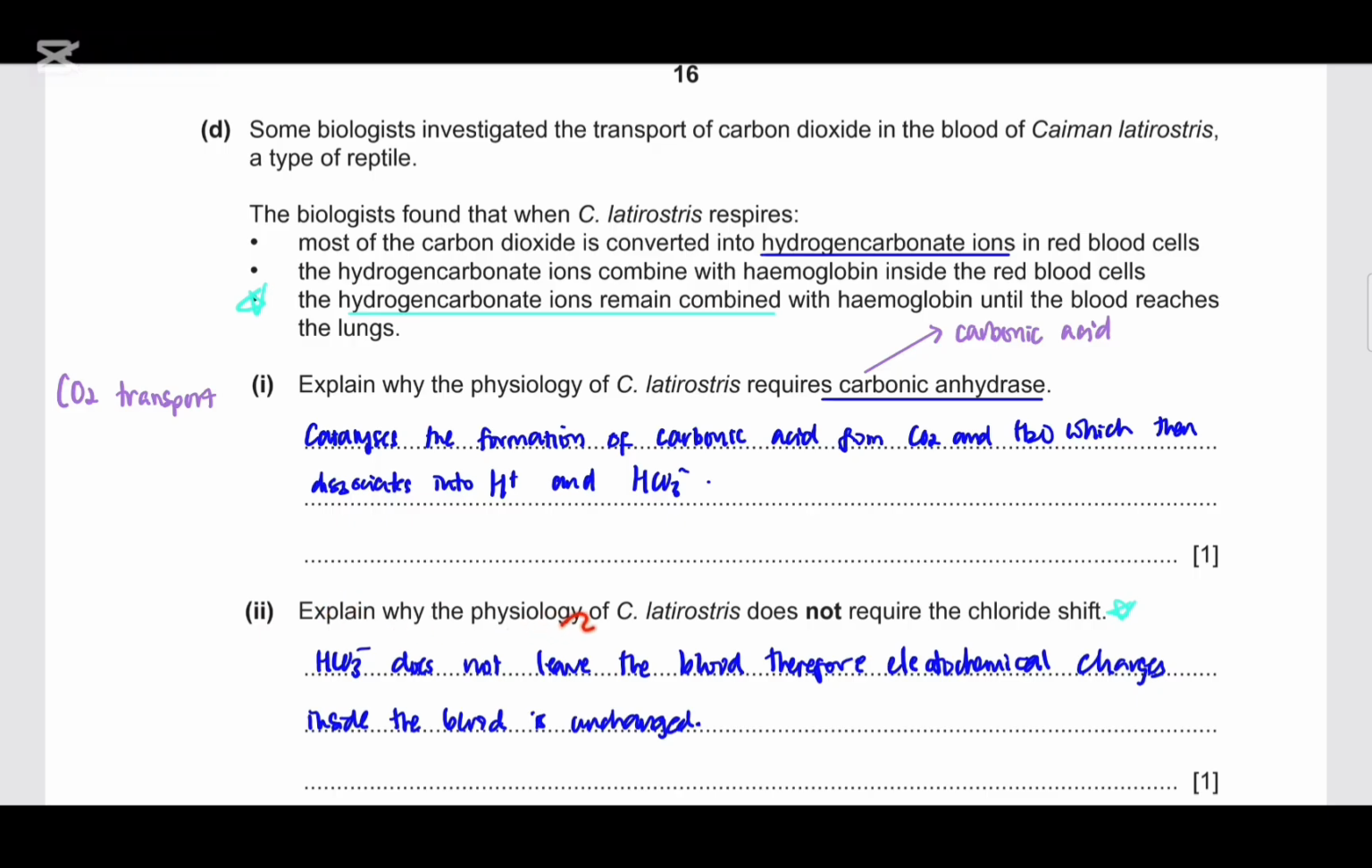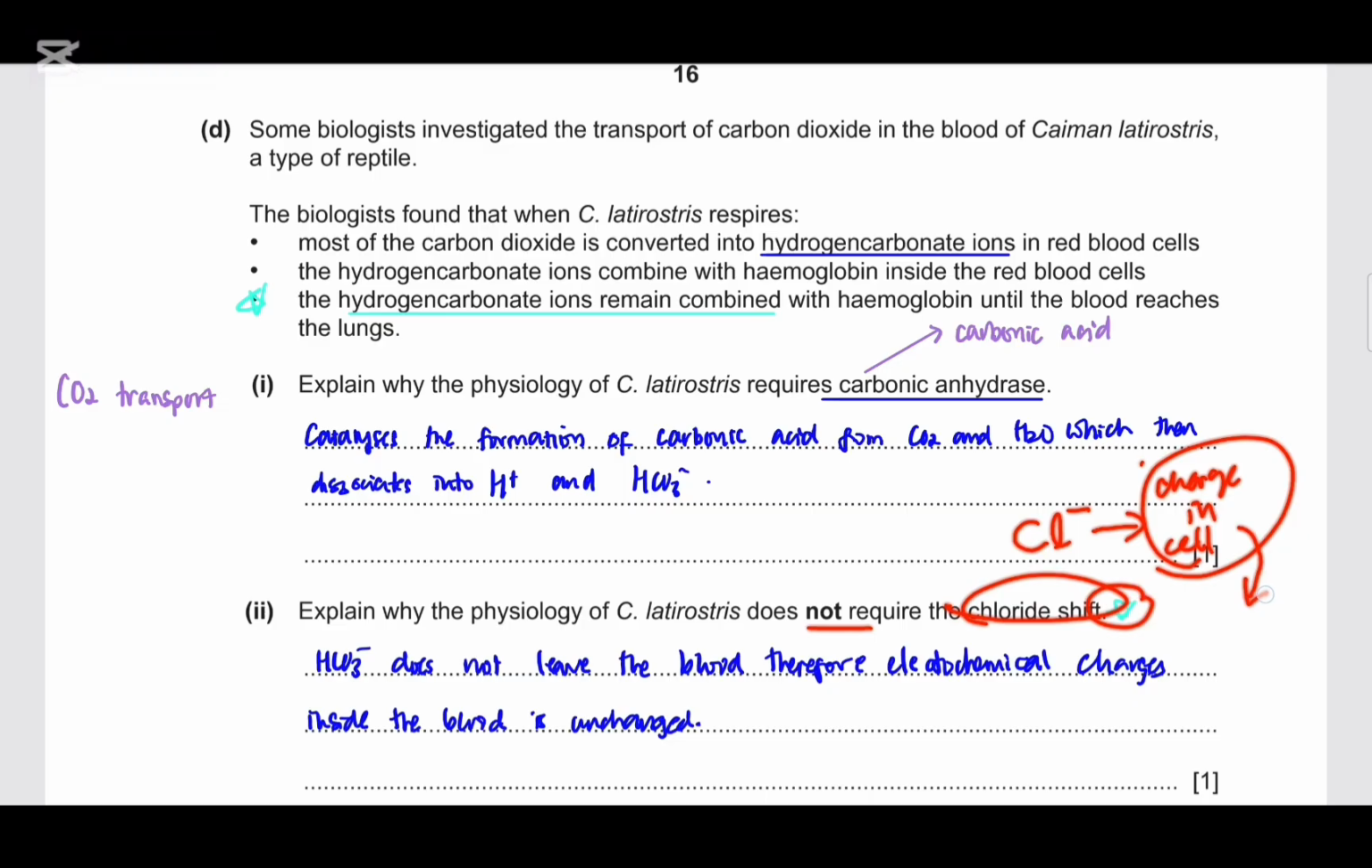And next, explain why the physiology does not require chloride shift. Because we know that chloride is negatively charged. It is responsible for maintaining the charges in the cell, right? Now, why does it need to occur in what we learn? Because in carbon dioxide transport, hydrogen carbonate ions are actually transported out. So there's a lot of negative ions removed from the red blood cell that makes the red blood cell more and more positive. So that means the charges are now changed. To balance that out, chloride ion needs to enter so that it turns back into the original charge.